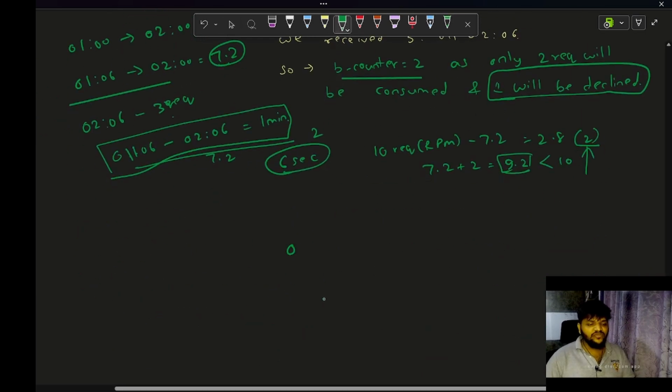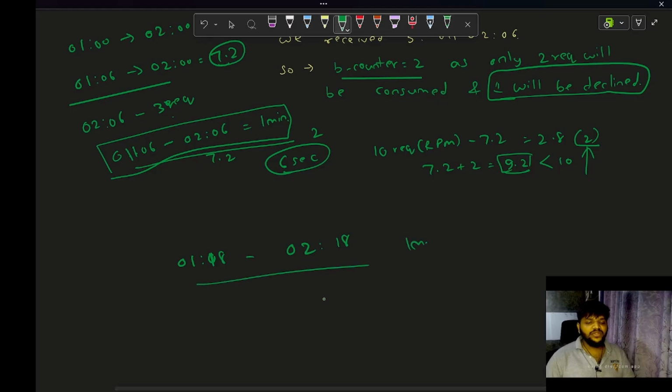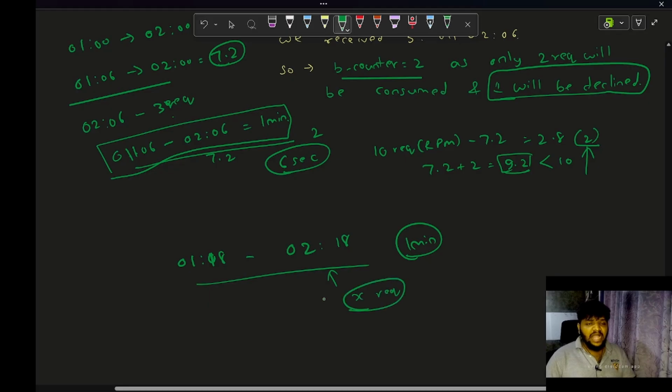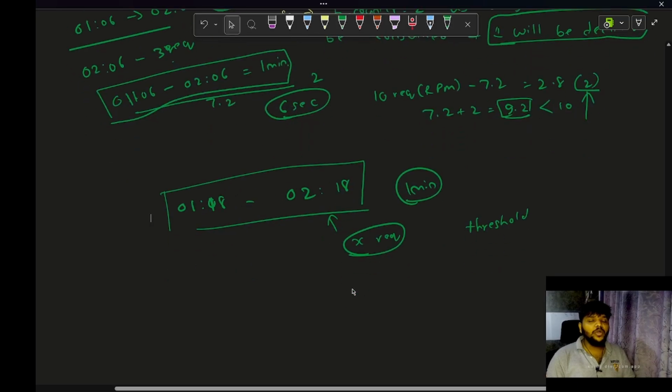So let's say now I am going to 02 to 018. So now I would be looking back 01 to 018. Now this is going to be my 1 minute window. So on 02 to 018, when I am getting, let's say, X number of requests, what I need to identify is the threshold. Threshold means from 0 to 18, I am looking back 1 minute, how many requests I should entertain. So now how am I going to derive that?